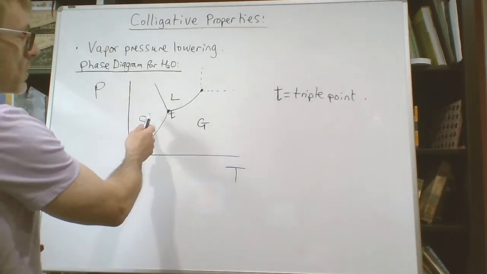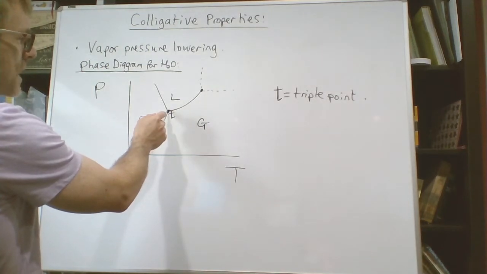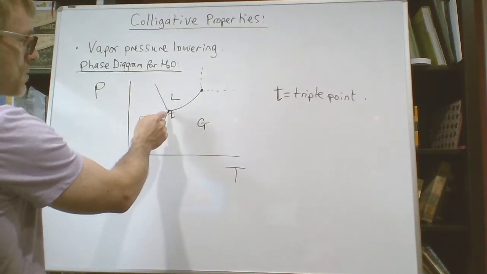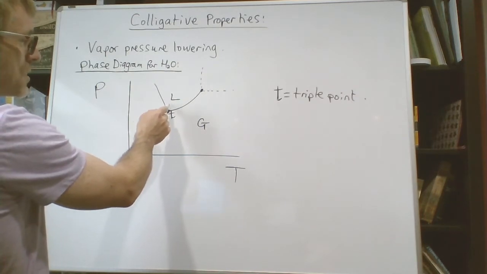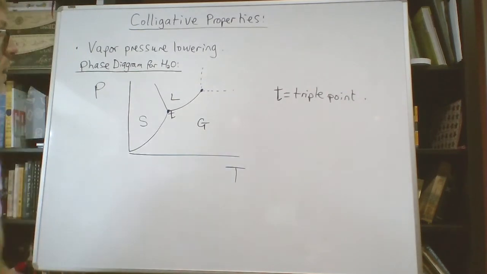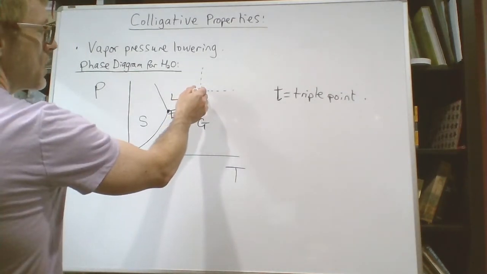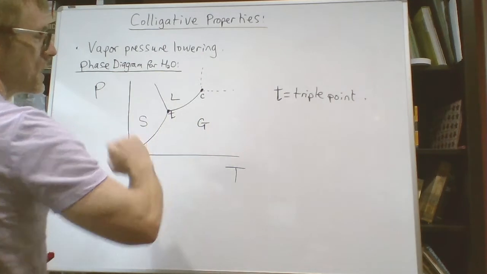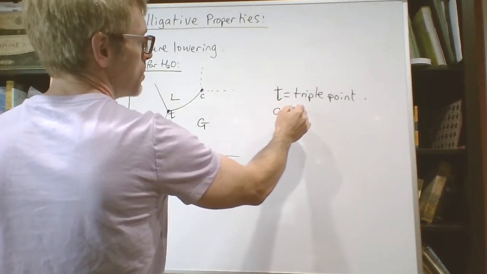And the triple point is where essentially an infinitesimal change in pressure or temperature could inch you as a solid into the liquid region, or inch you into the gaseous region. This part up here, I'm going to call it lowercase c. C is the critical point.